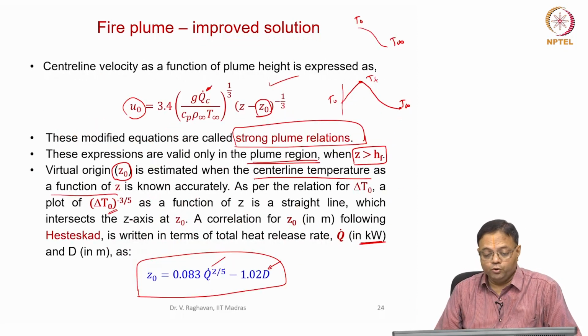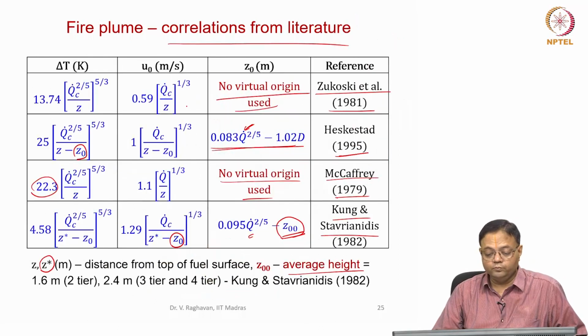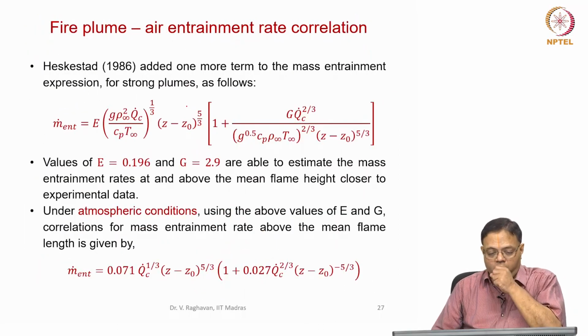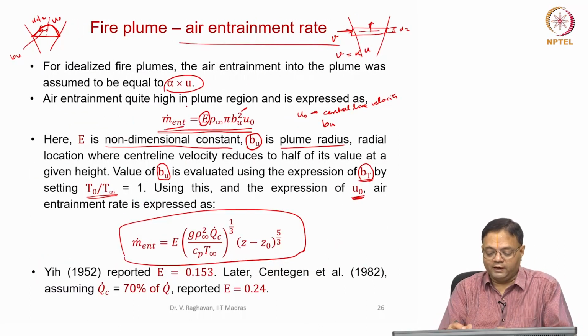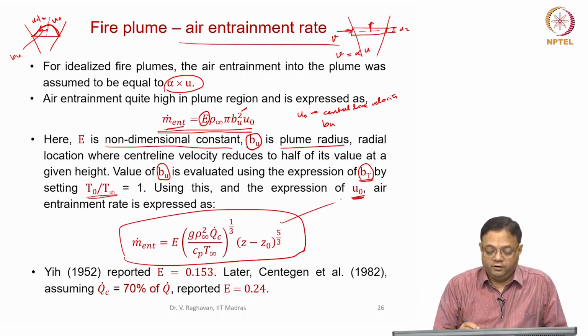So bu will be equal to 0.12 into z minus z naught. Similarly, the u naught expression is given here. You use this expression and get the expression for the mass entrainment rate. Do you understand?